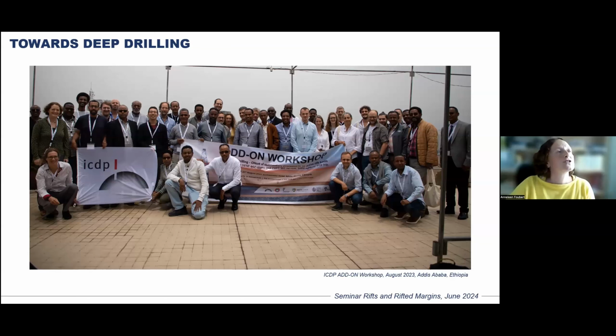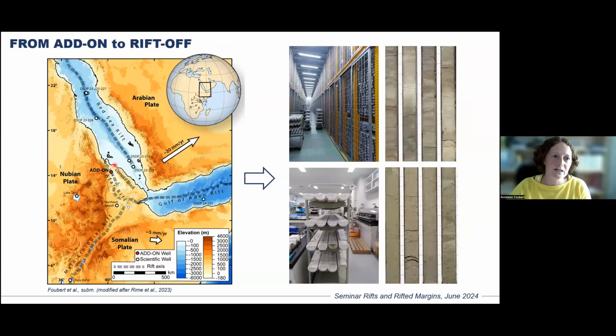And based on the workshop outcome, we have been digging a little bit further, and the next phase is to walk from add-on to rift off. So we're compiling different core sections in the central northern Red Sea, southern Red Sea, and Gulf of Aden, in order to compare the records which we have already in the Afar with the Pleistocene, Holocene records of those areas. Of course, it's difficult to go towards these areas, and ideally you would need some new drillings in those areas.